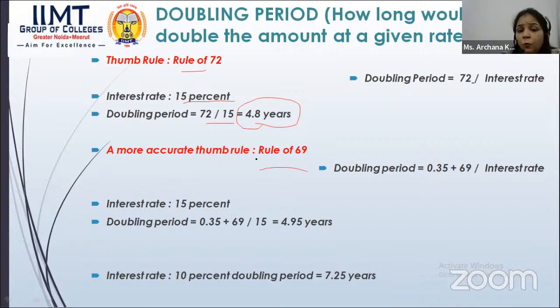A more accurate way is the rule of 69. In this case, the formula is 0.35 plus 69 upon interest rate. Again, in the same case, with an interest rate of 15%, the formula is 0.35 plus 69 upon 15, and the value is 4.95. It is more accurate as compared to the rule of 72. But both these rules are very applicable in finance. For example, with an interest rate of 10%, the doubling period is 7.25. How do we get this? 72 upon 10 gives you 7.25, as simple as it is.